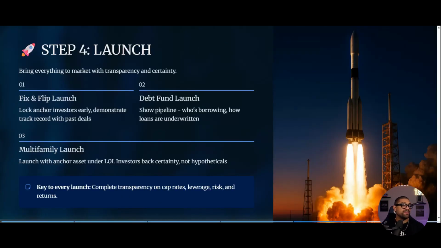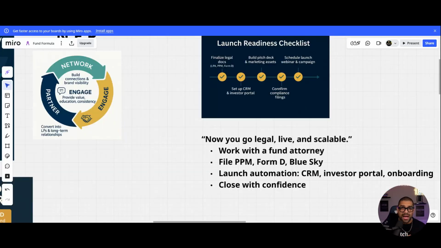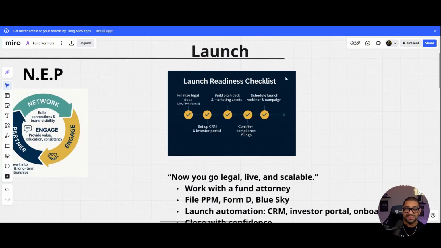Now we're going to talk about the launch phase, right? This is where we're launching the fund. Launch is not posting on Instagram and praying. Here's how to do it right. You lock in anchor investors before you go public with your documents. You can get soft commitments. You announce with clarity. We're targeting X asset with Y returns under Z structure. Start deploying capital immediately once you get these docs lined up.